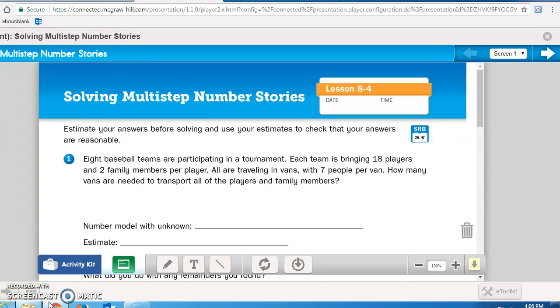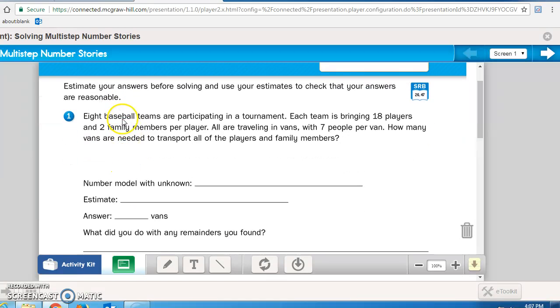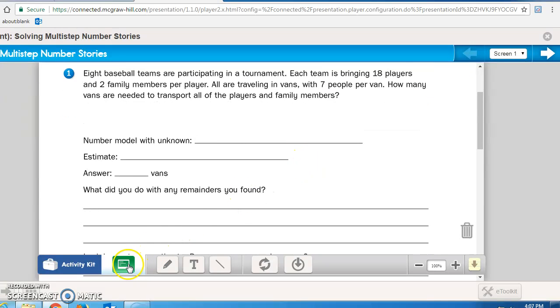Read this to yourself as I read it out loud, and it says, estimate your answers before solving and use your estimates to check that your answers are reasonable. So 8 baseball teams are participating in a tournament. Each team is bringing 18 players and 2 family members per player. All are traveling in vans with 7 people per van. How many vans are needed to transport all of the players and family members? So I'm going to walk through this first one with you.